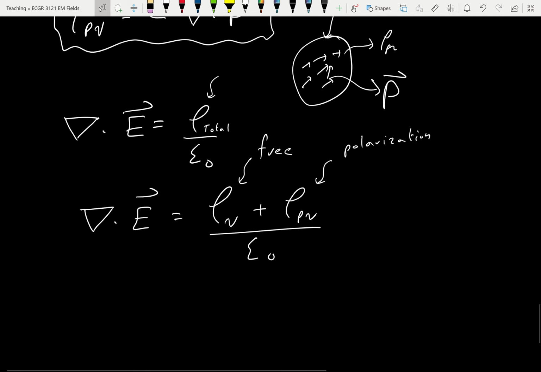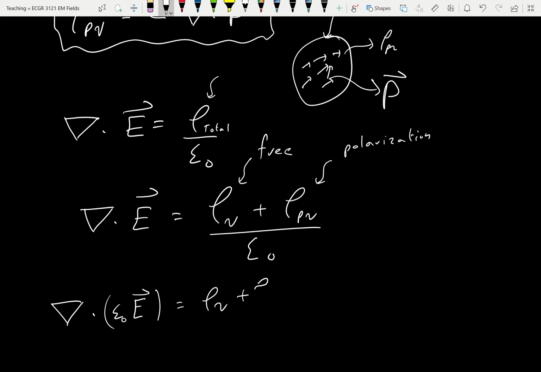So I can do some manipulation, move epsilon naught to the other side: epsilon naught E. And then this gives me rho V plus rho PV. Remember when we said that in free space, this is D, right? This is D in free space.